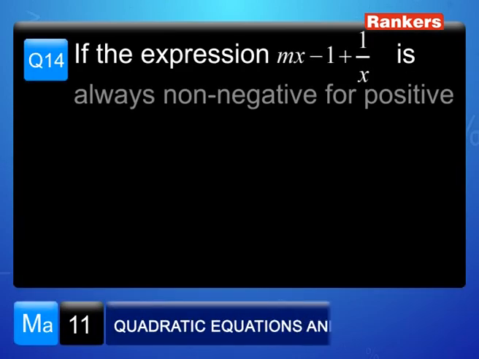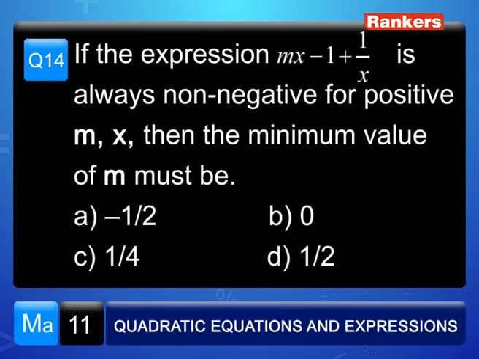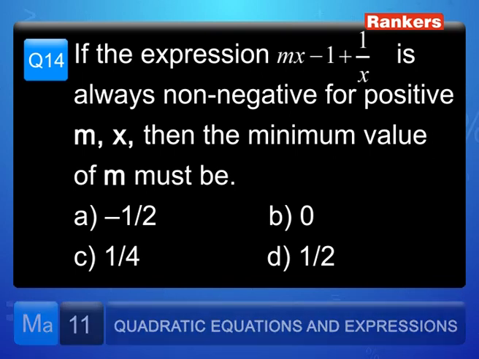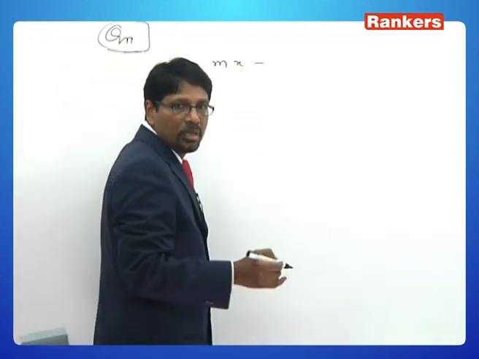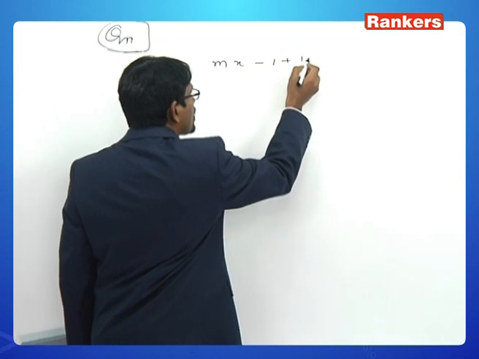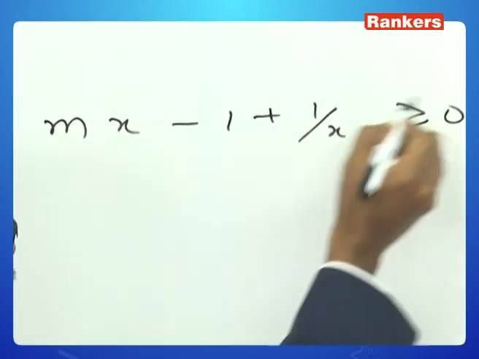Let's move to the next question. If the expression mx minus 1 plus 1 by x is always non-negative for positive x, then the minimum value of m must be: a) minus half, b) 0, c) 1 by 4, d) 1 by 2. So let us look at this expression here. mx minus 1 plus 1 by x is non-negative.